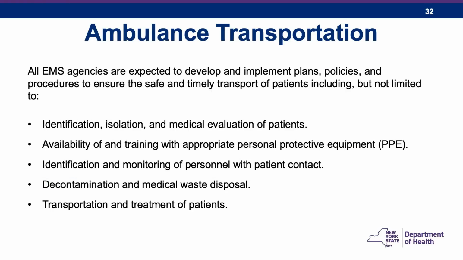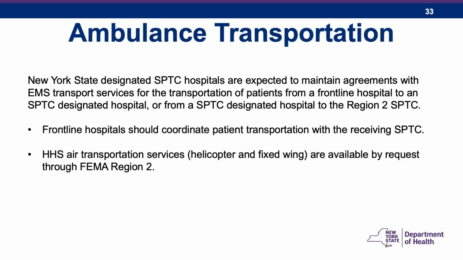All EMS agencies are expected to have plans and policies and procedures in place so that they can safely transport these individuals in a timely way. And those plans should include things like identification, isolation, medical evaluation, training, monitoring of personnel, decontamination and medical waste disposal, and then transportation and treatment of the patients. Also, the New York State designated special pathogen treatment centers are expected to maintain agreements with EMS transport services so that they have an EMS agency already in place to transport these patients.